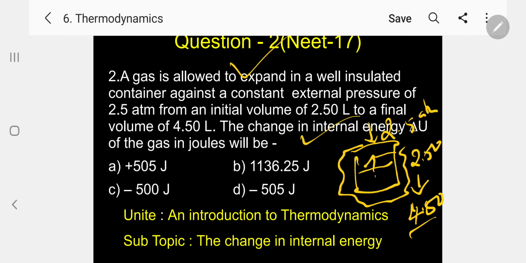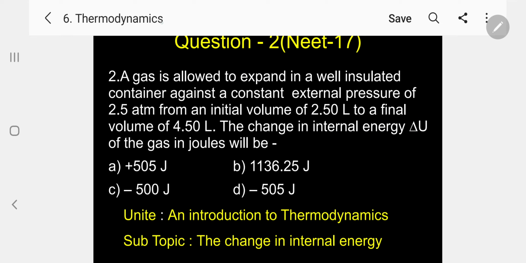The question asked is, what is the change in internal energy of the gas? This question is asked under the unit Introduction to Thermodynamics, topic change in internal energy. What is change in internal energy? Here I am doing this, kindly follow.